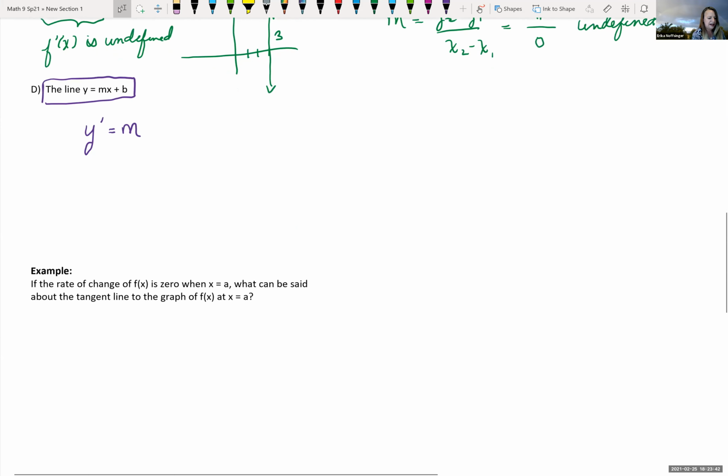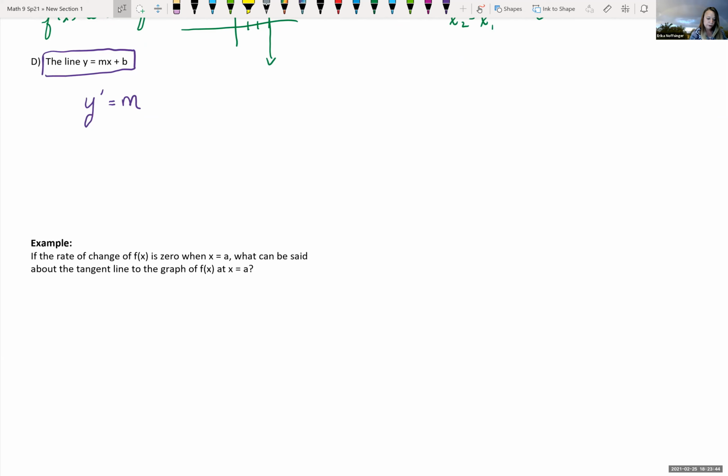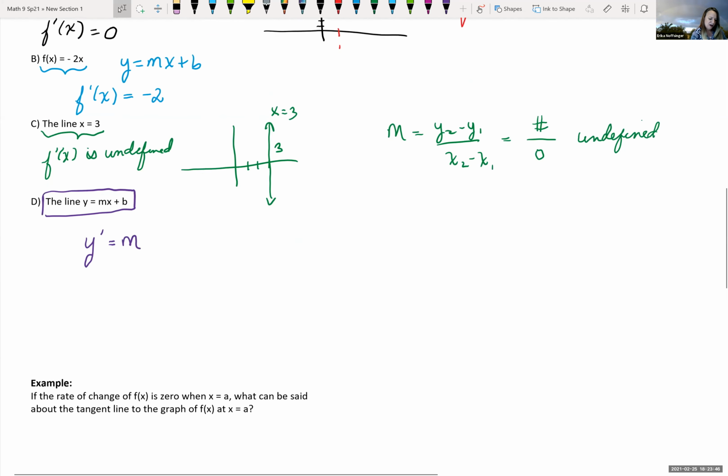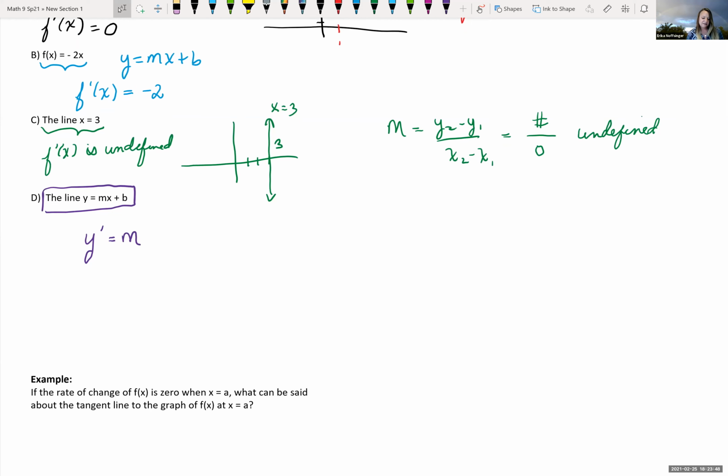Okay, so knowing that and going through that, you should know: if the rate of change of f of x is 0 when x equals a, what can be said about the tangent line of the graph of f of x at x equals a? Okay, so we're given that the slope of the line at x equals a is 0. So if we graphed the tangent line at that point x equals a, the slope would be 0. What do we know about the tangent line when the slope is 0?